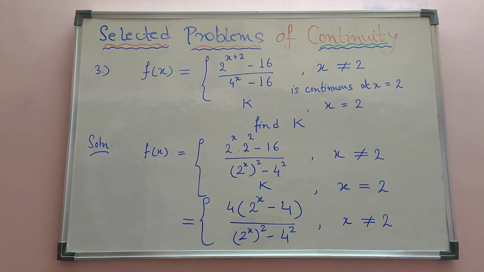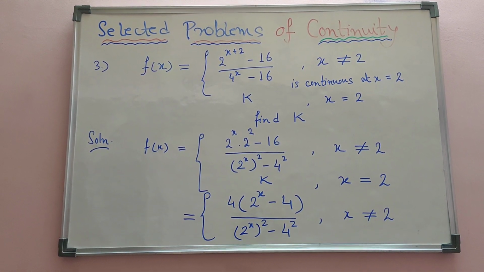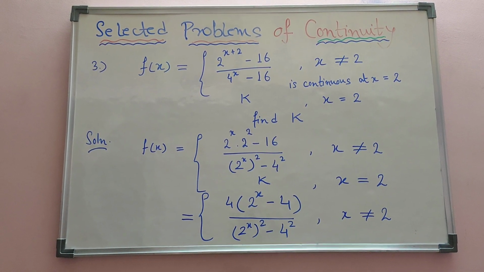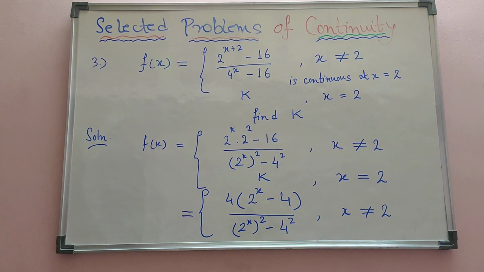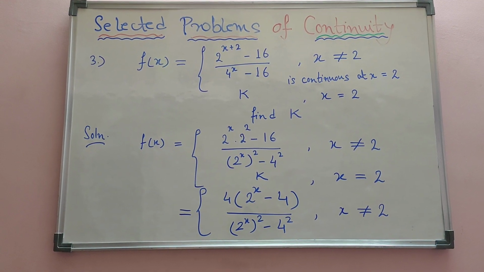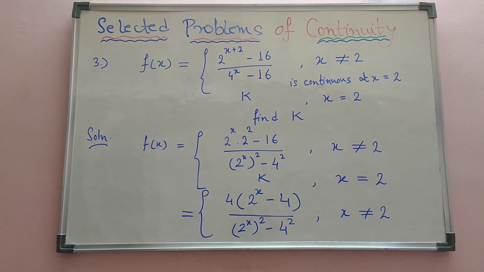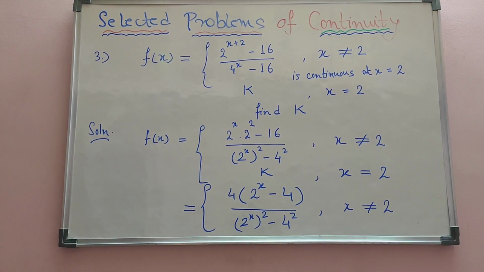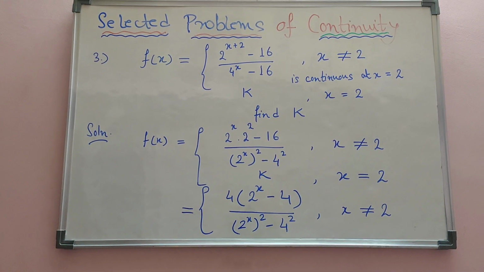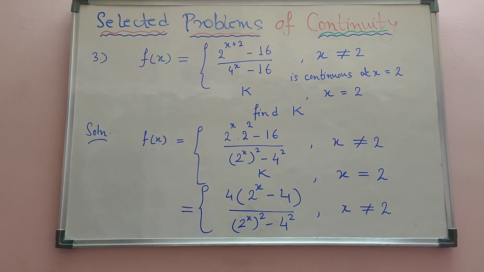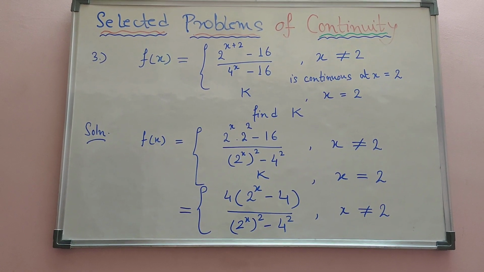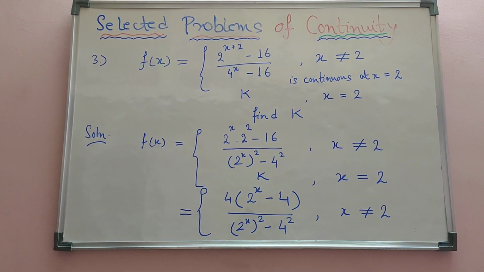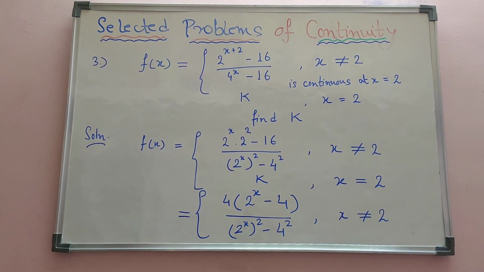The third problem I am taking: f of x equals (2 raised to the power x plus 2, minus 16) upon (4 raised to the power x, minus 16) if x is not equal to 2, is continuous at x equal to 2, and f of x equals k for x equal to 2. Then we have to find the value of k. See, this problem is definitely a tricky problem. How do we find it?